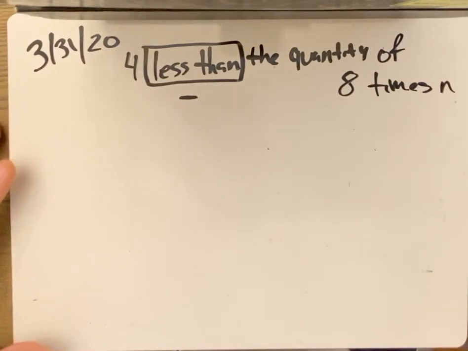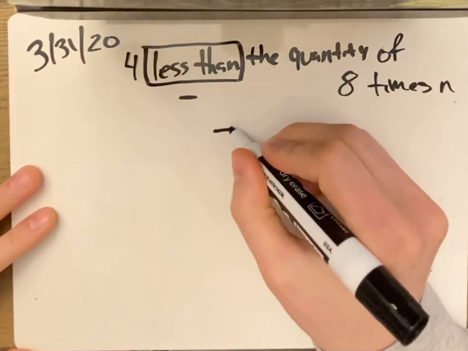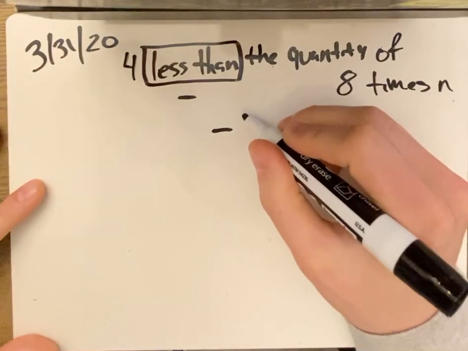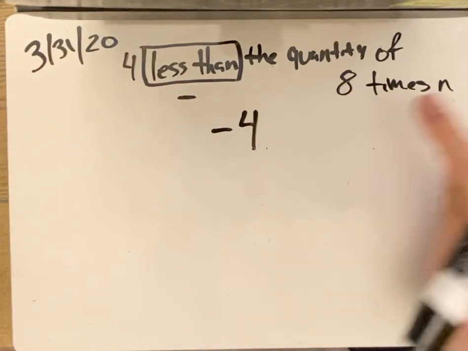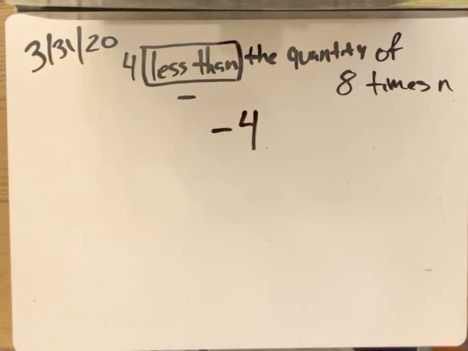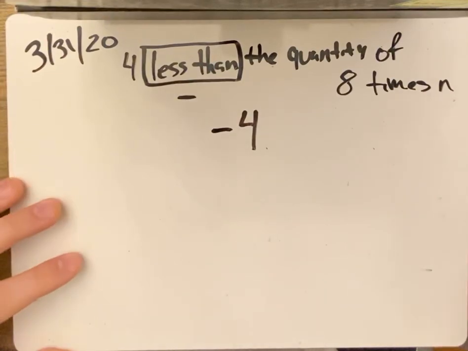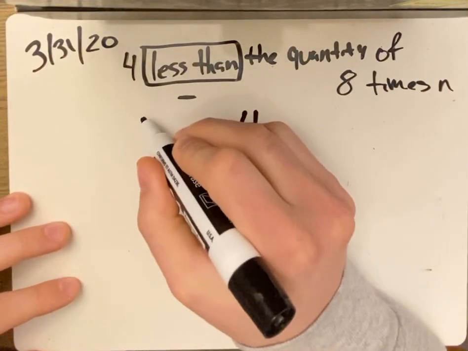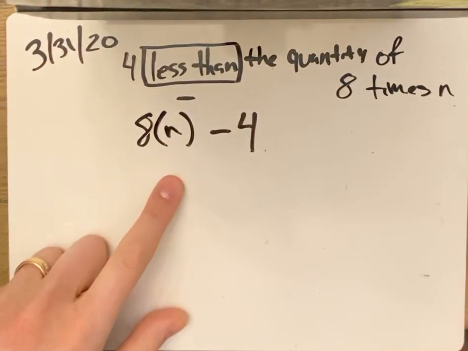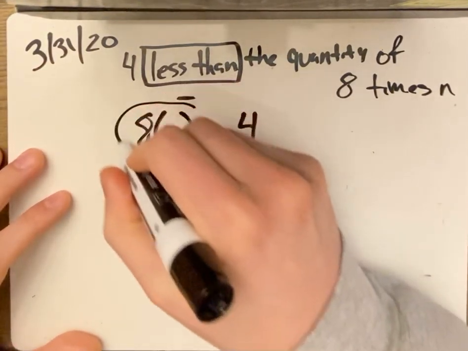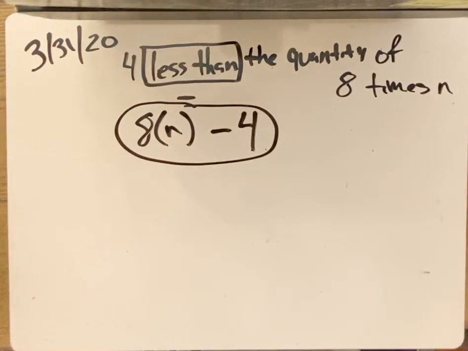So how do we write that? Well, you know it's going to be subtraction. You know you're going to be subtracting 4. So we got that part. Now, the quantity of 8 times n. 8 times n, 8 multiplied by n, right? So you're just writing it like 8 multiplied by n. And that's your answer. That's what we're doing.